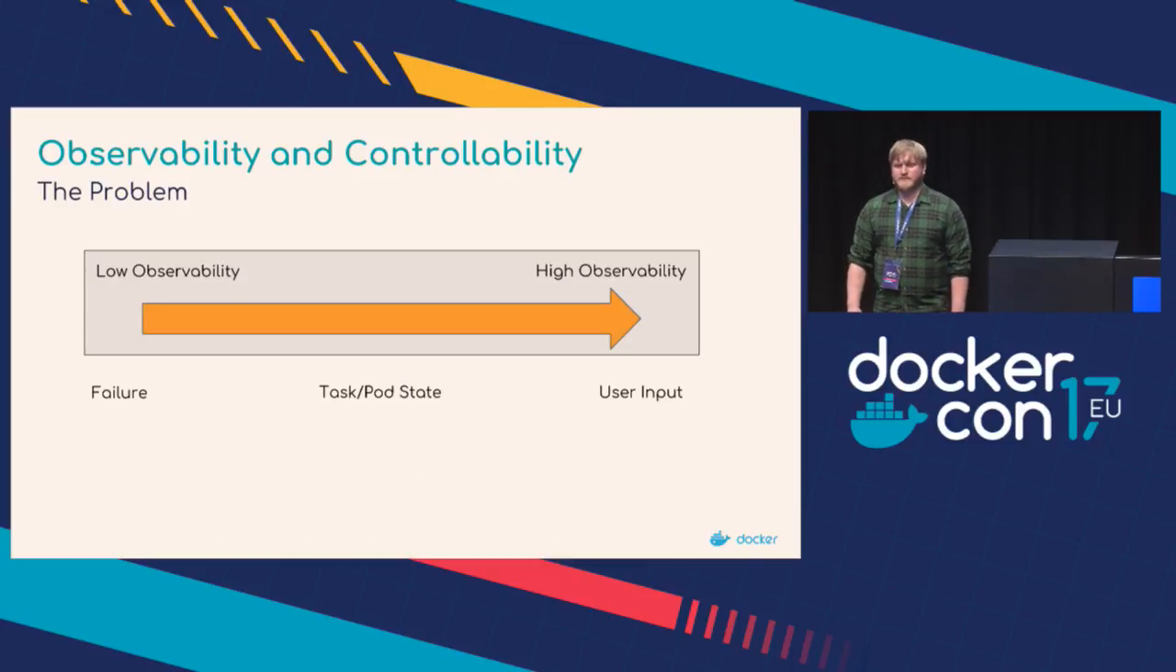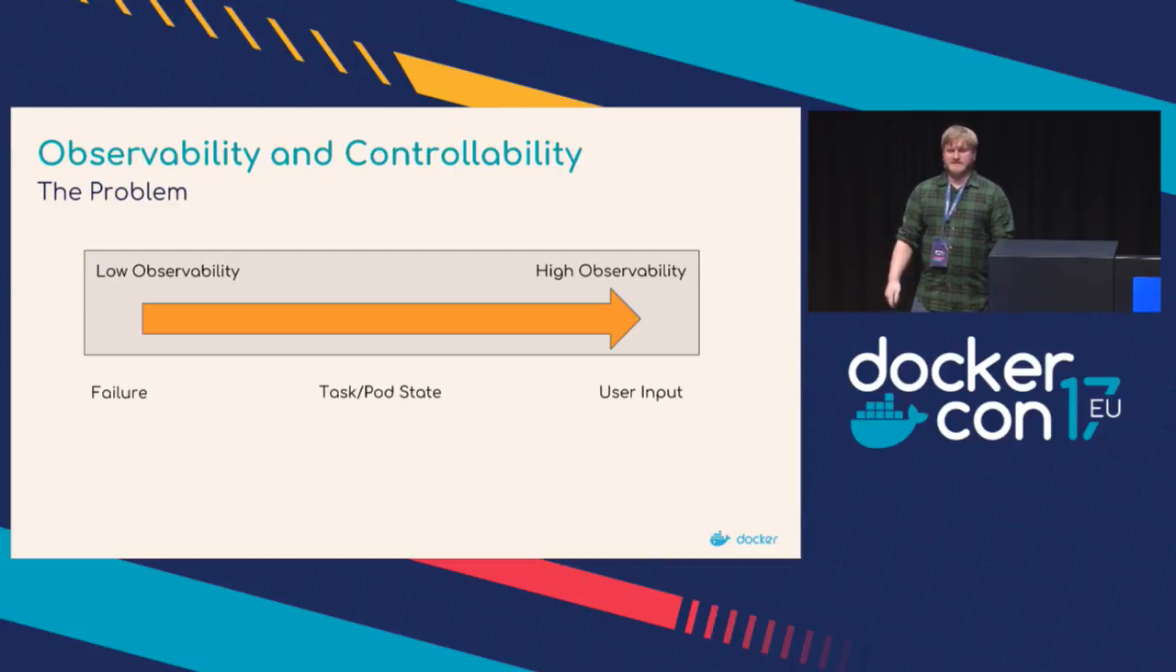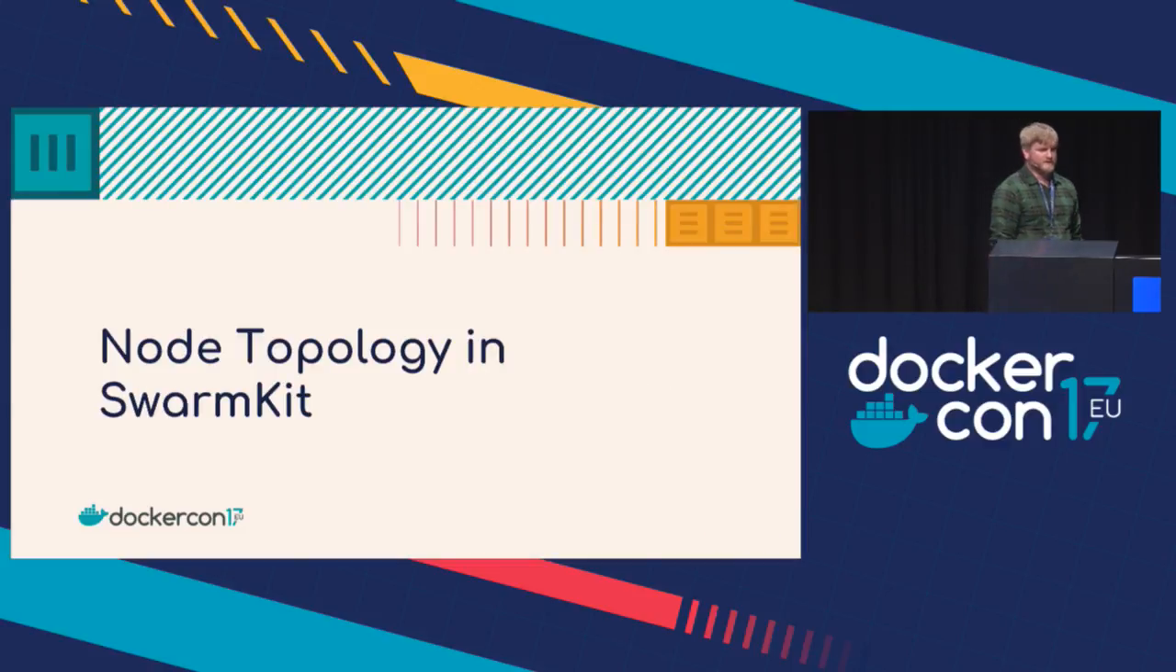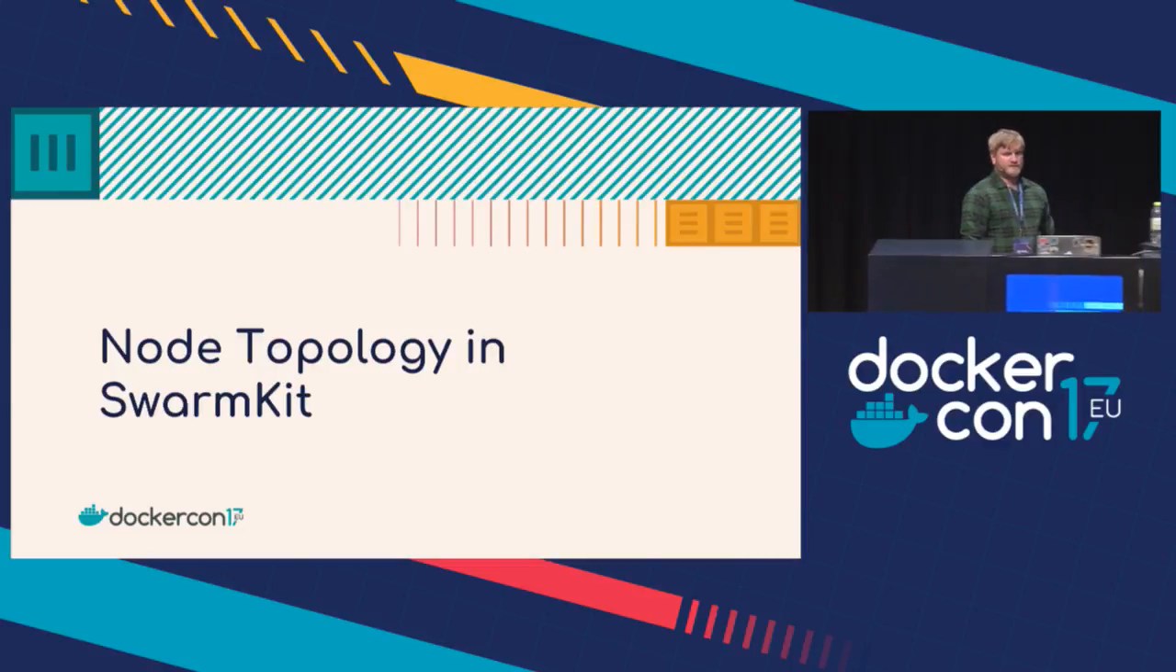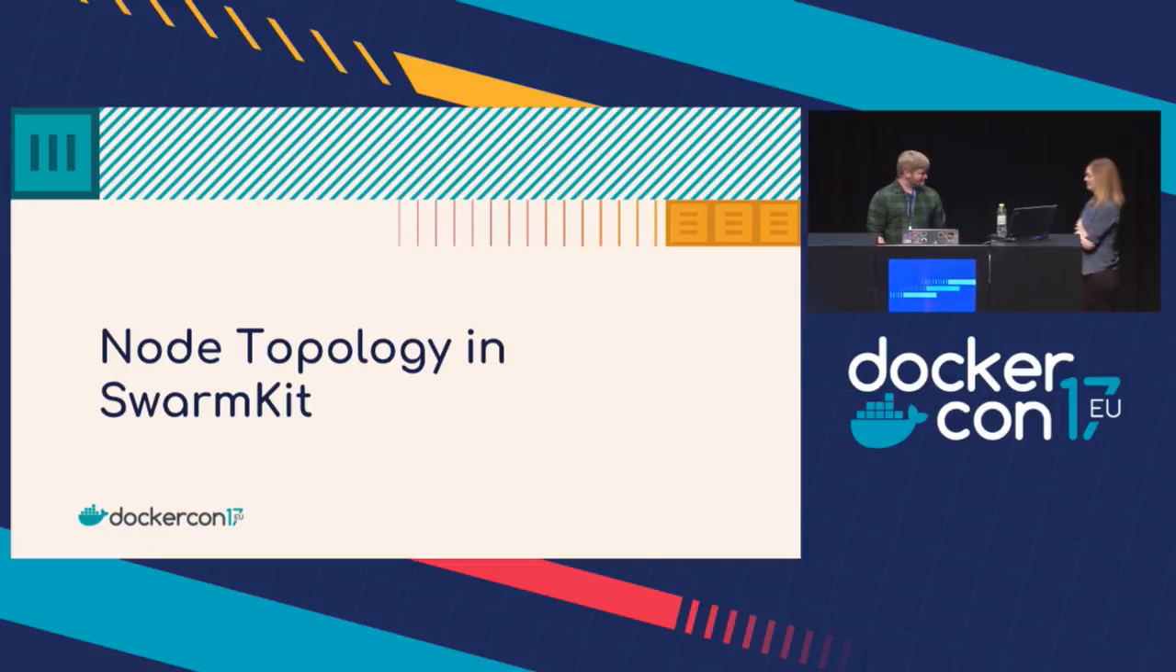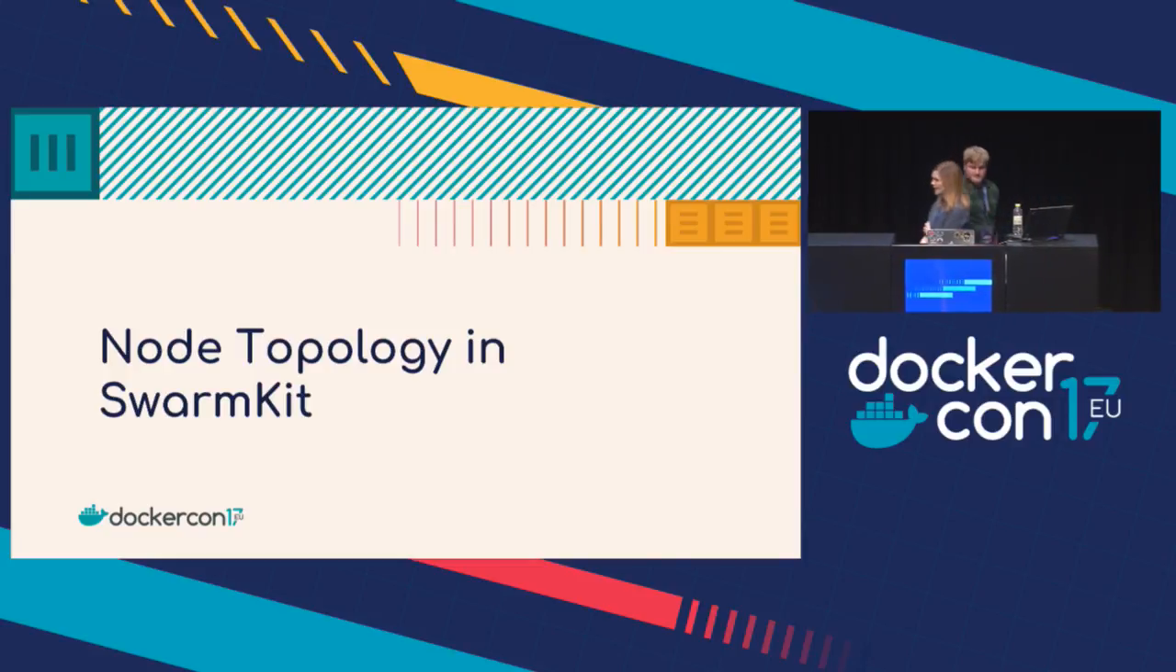So going back to this observability graph, because we're using field ownership properties and Lamport clocks, we can actually take task state and move it from a low observability field into somewhere in the middle. Using these techniques lets us do that. So I'm going to hand this talk over to Laura, and she's going to talk a little bit more about node topology.